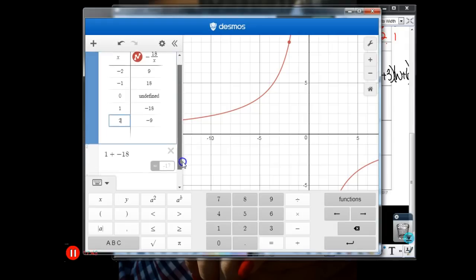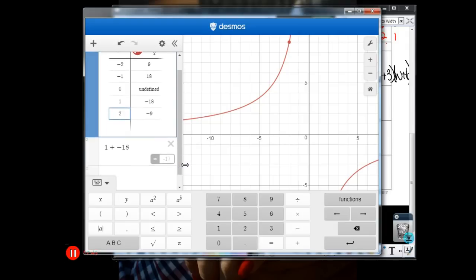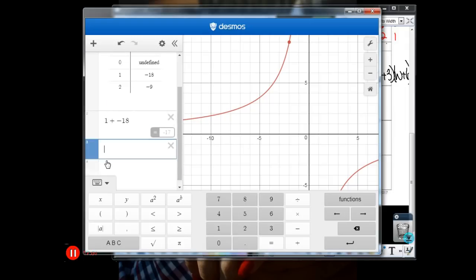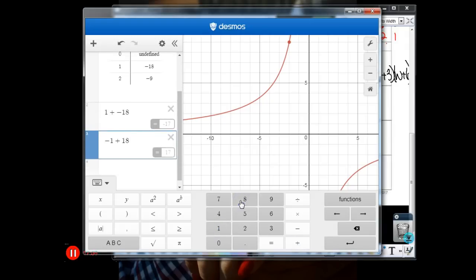And then, so a good trick here. 1 plus negative 18 is negative 17, right? I can switch the signs. I can do negative 1 plus 18, and I get positive 17. Okay? So, if you switch the signs, you're going to keep the same number, the sign changes.